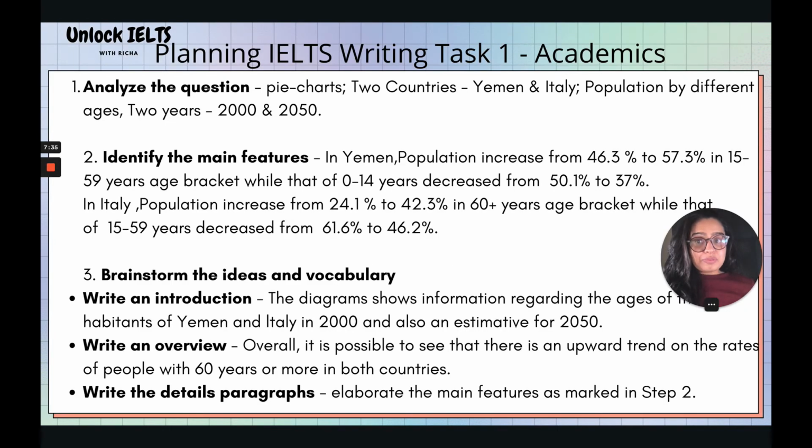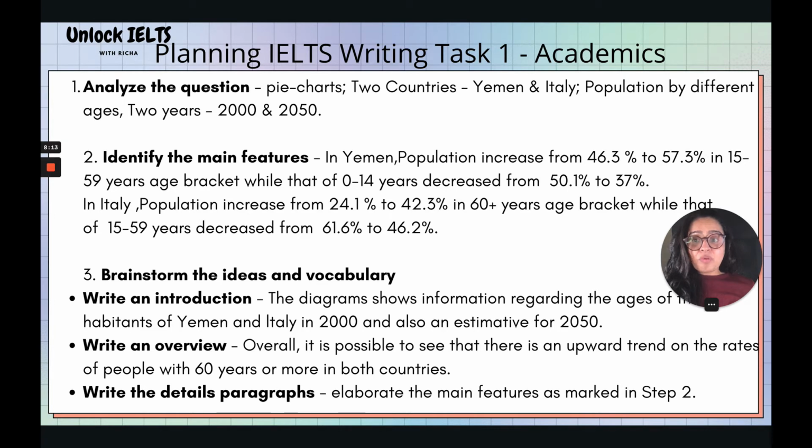And now it's time to implement the planning strategies for this question. The first step says you need to analyze the question. It is a pie chart. There are 2 countries, Yemen and Italy. Population by different ages is given and there are 2 years, 2000 and 2050.